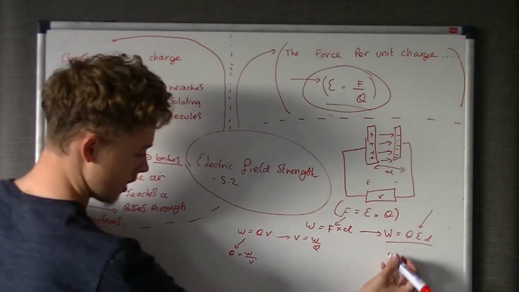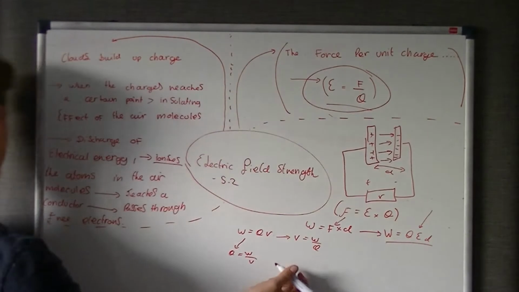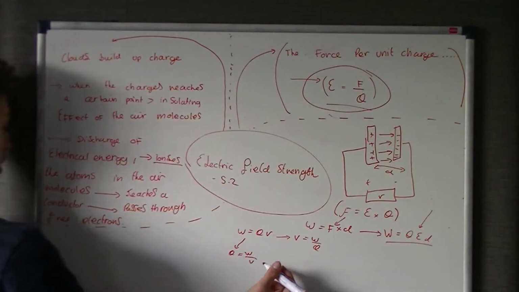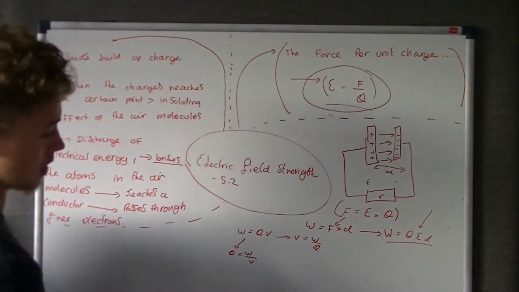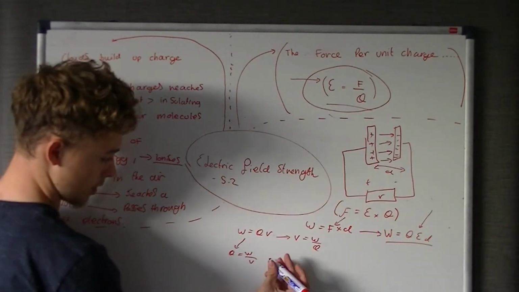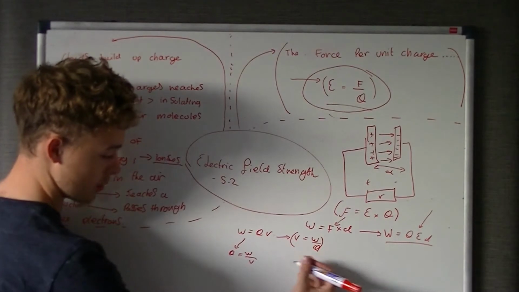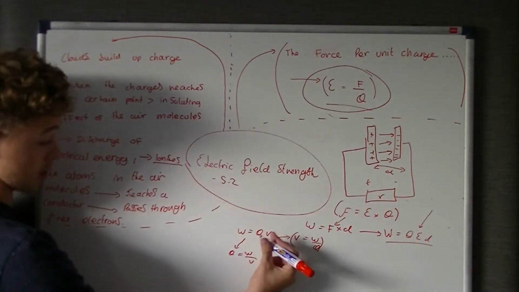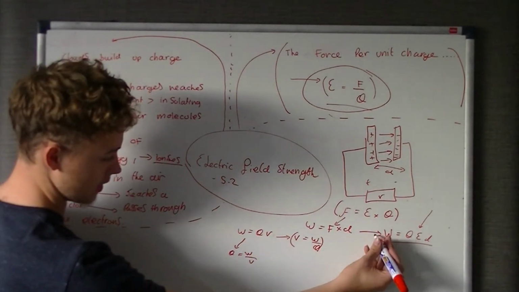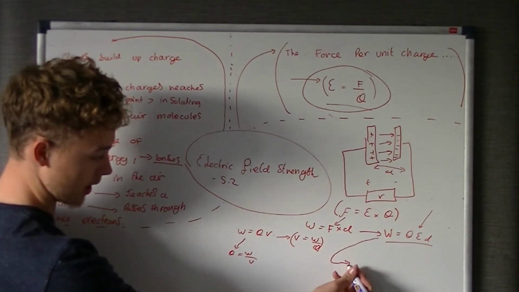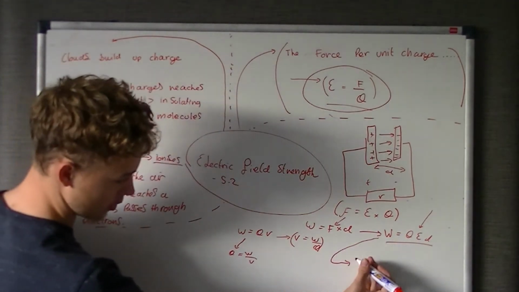But we've got work done here. So we want something with W on top, and we don't know the charge because it's here. So what we can do is sub in this one, because we've got work done on top, and we already know what work done is. We could use this one, but for my demonstration's sake, we're going to put in V equals W over Q.